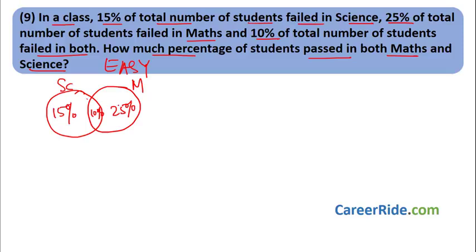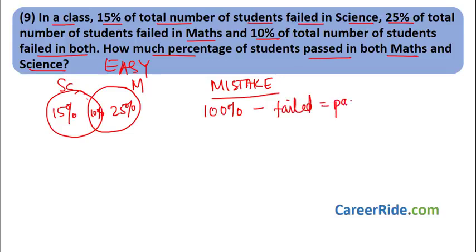Now, how much percent of students passed in both maths and science? Let's see what common mistake everyone makes. People who passed, what do they do? People who passed means 100% is the total students minus how many students failed. We'll get the pass percentage. Okay, this is correct. After that, what do they do? They start finding out how many students failed.